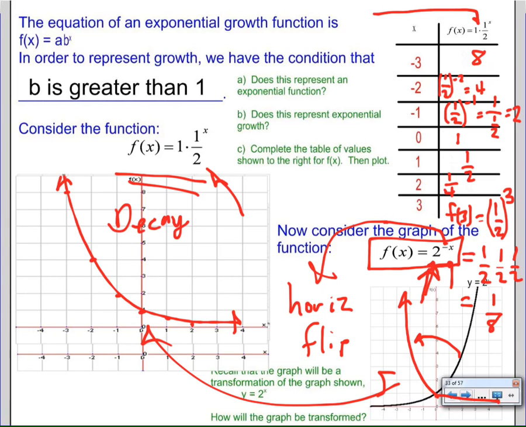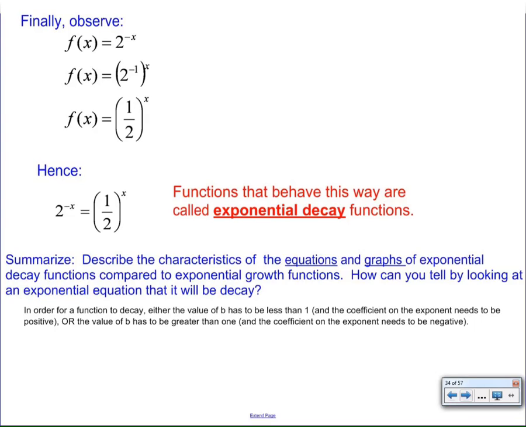So in other words, to summarize, if we have 2 to the negative x, that's really 2 to the negative 1 to the x, which is 1/2 to the x power. And so here we know 2 to the negative x is equal to 1/2 to the positive x. So no matter how you slice it, these are both examples of exponential decay functions. So here's a quick summary of what the difference is between exponential growth versus exponential decay, and how to look at an equation and determine whether it's growth or decay.